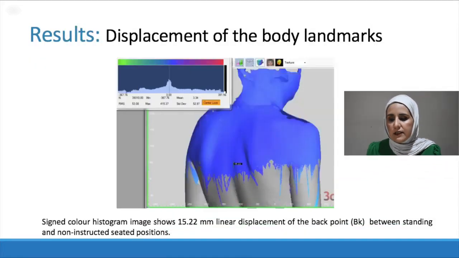And this is a photo, an example of displacement of the back point between standing and non-instructed seated, and the displacement was 15 millimeters here.